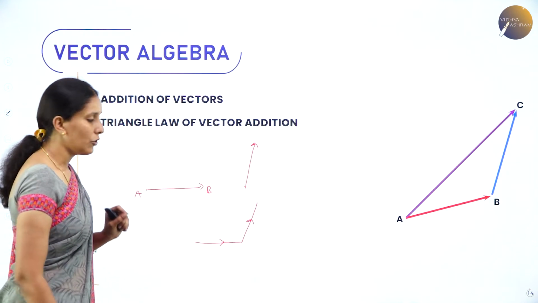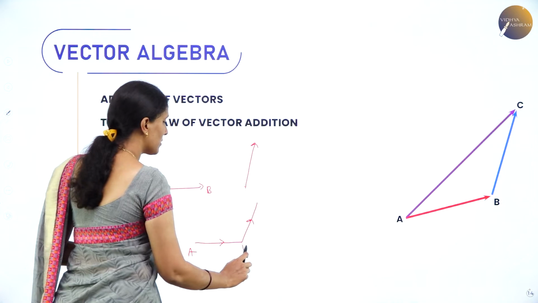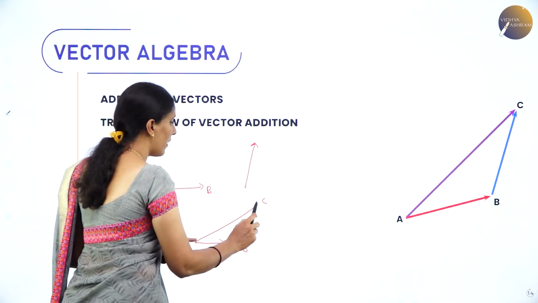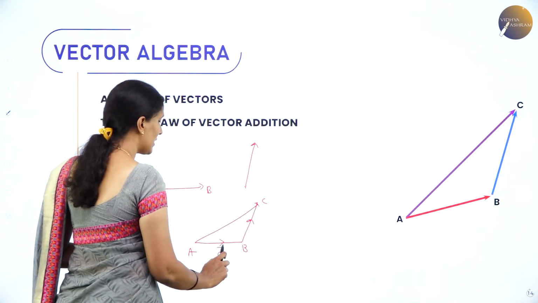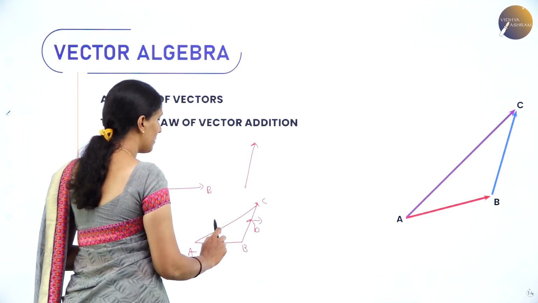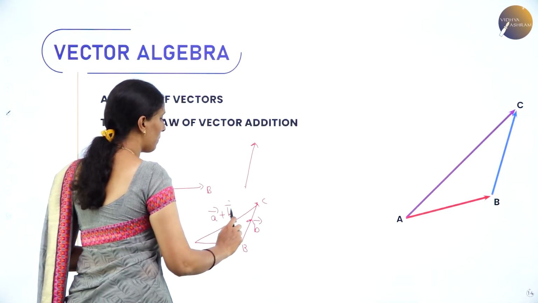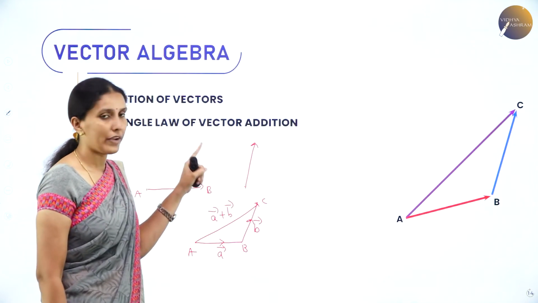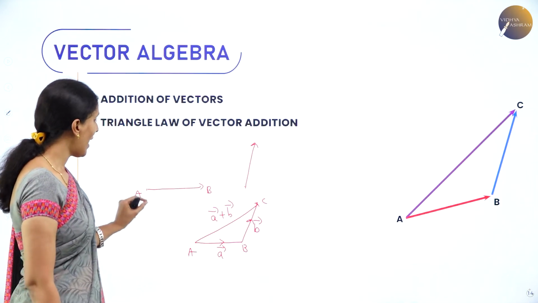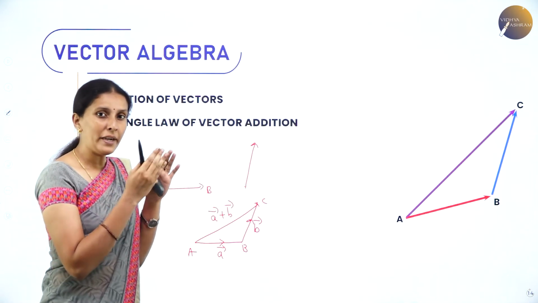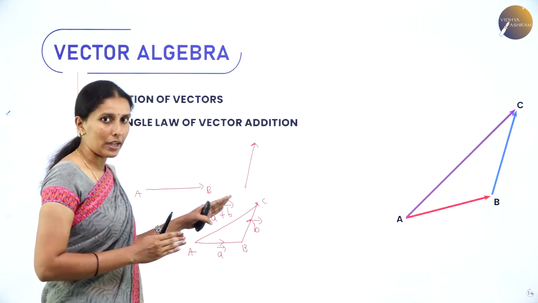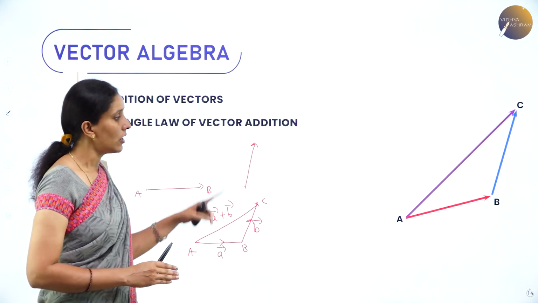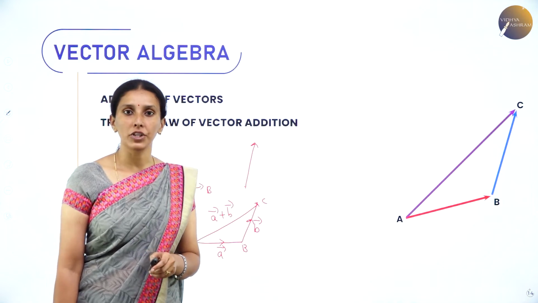Then what is the value of the vector? If this is A, this is B, this is C, the third side of the triangle represents the sum of the vectors. If I say this is vector A and this is vector B, then this is vector A plus B. This is called the triangle law of vector addition. That is, when you have any two vectors, form them along the sides of a triangle, then the third side becomes the sum of the two vectors. This is what the law of vector addition says.